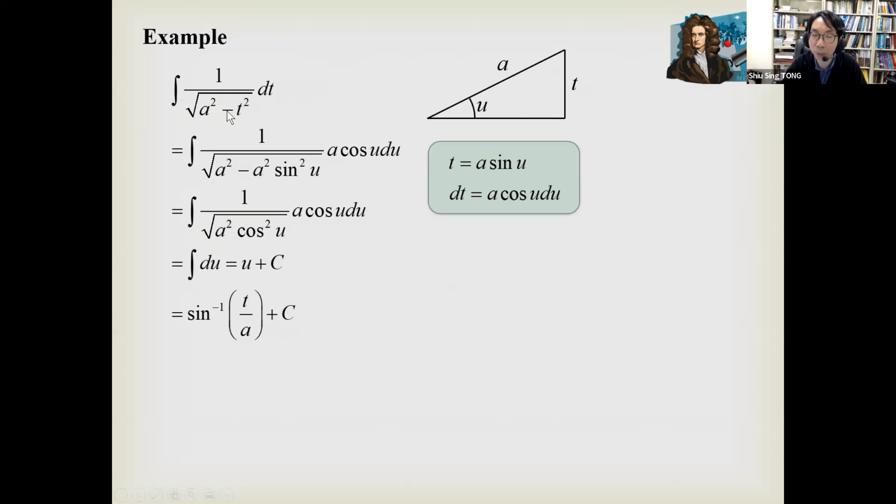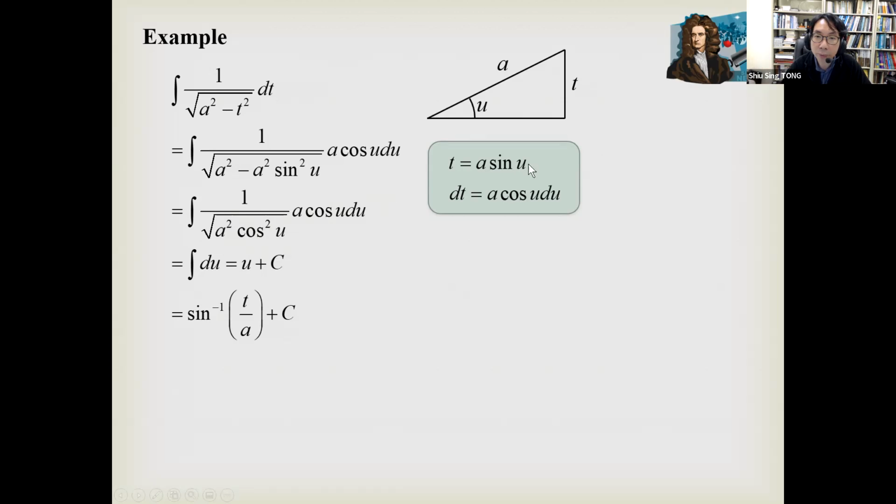The problem is that I don't know how to integrate this complicated thing inside the square root sign. But by changing the variable to u with a sine u, I use a trigonometrical formula to simplify the denominator a lot. And in this example, because I know that dt is a cosine u du, a straightforward differentiation of this, I luckily have the cosine u cancel. The denominator and the numerator both contain a cosine u, so they get cancelled. I am simply left with an integral of du, and that's of course u.